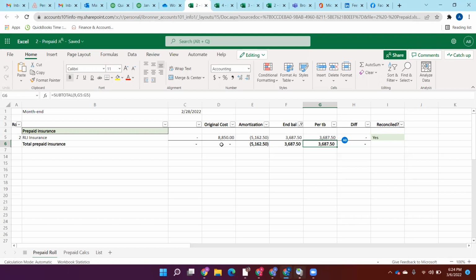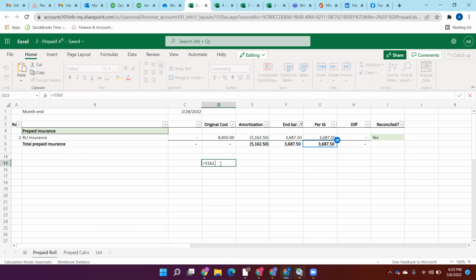So this one right here, this RLI insurance. Yes. So this basically, there should be a date that this thing was originally paid for. So it's originally $88.50. And they're probably amortizing it over 12 months. So it probably was 51.62. What is, I don't have my calculator. I left that. So divide that.